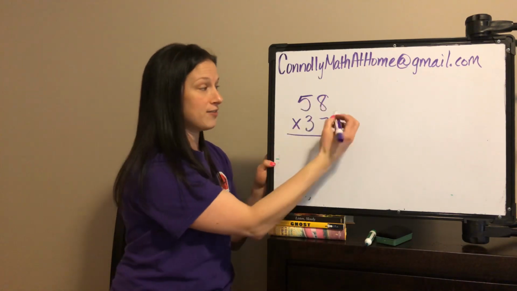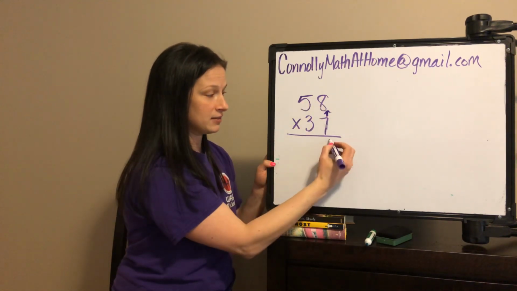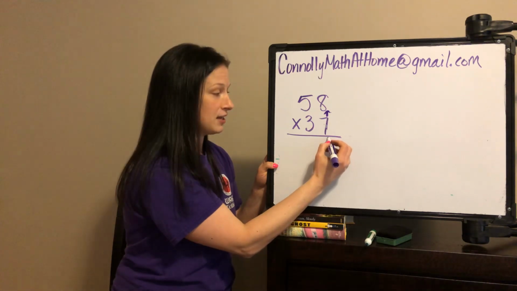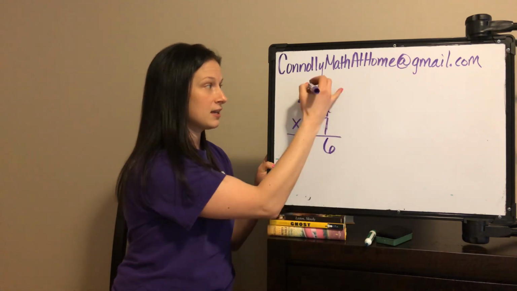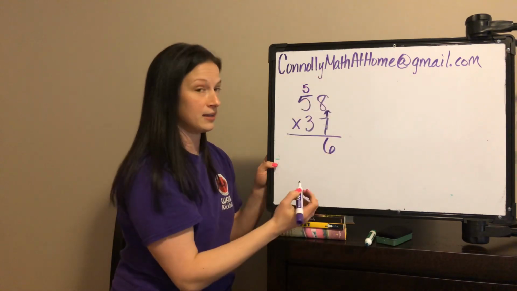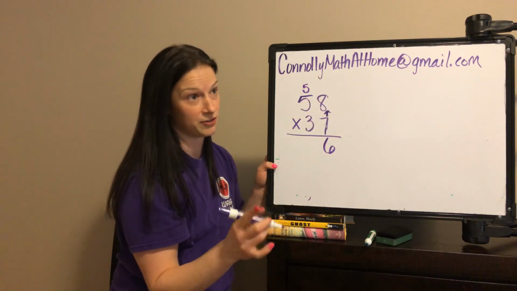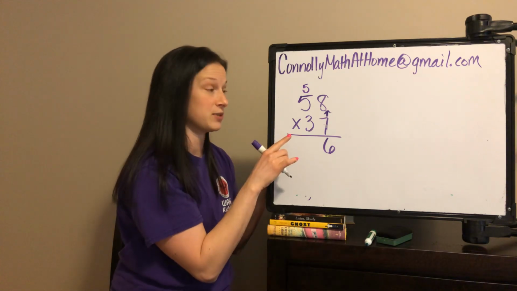You're going to start with 7 times 8. Just think about it as 7 times 8. You're going to put the 6 down, because 7 times 8 is 56. Carry the 5. Okay? I know that it stands for 50. I just want to teach you how we think about this with digits.